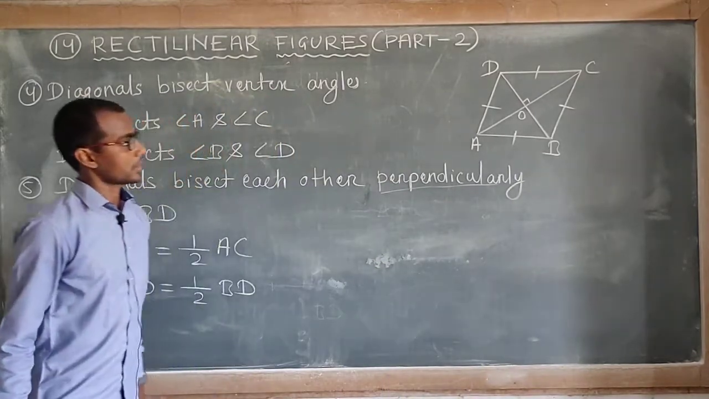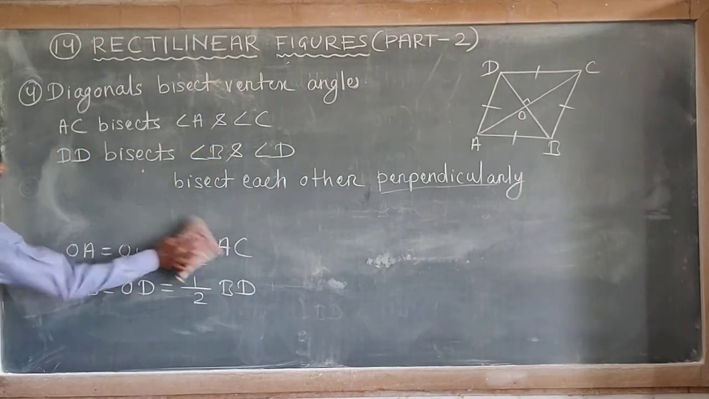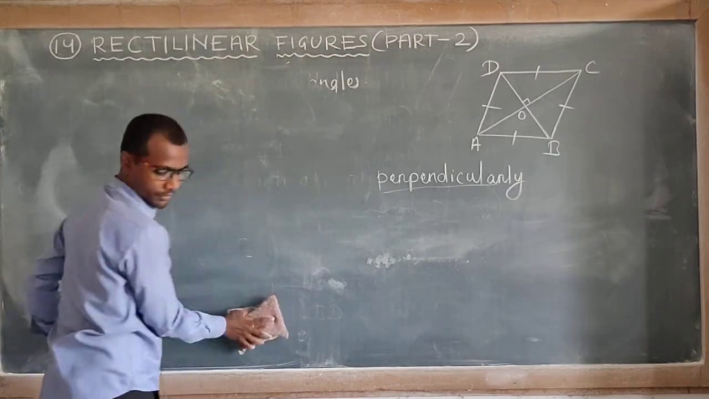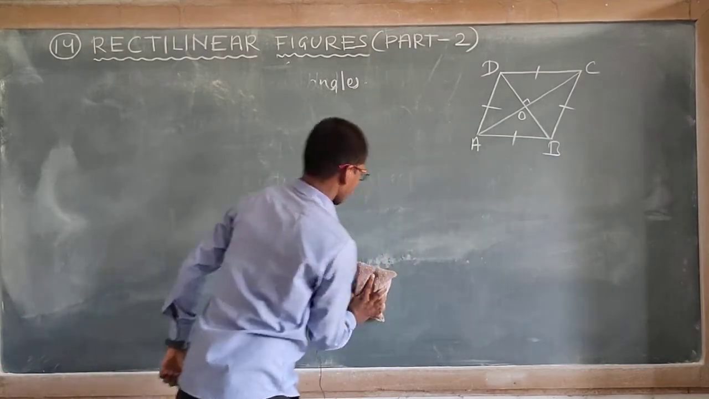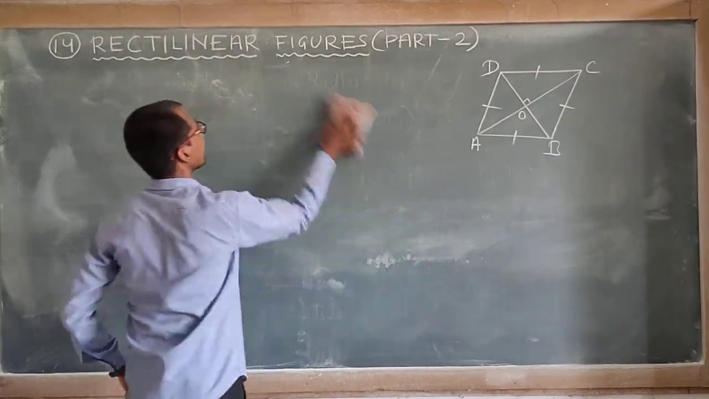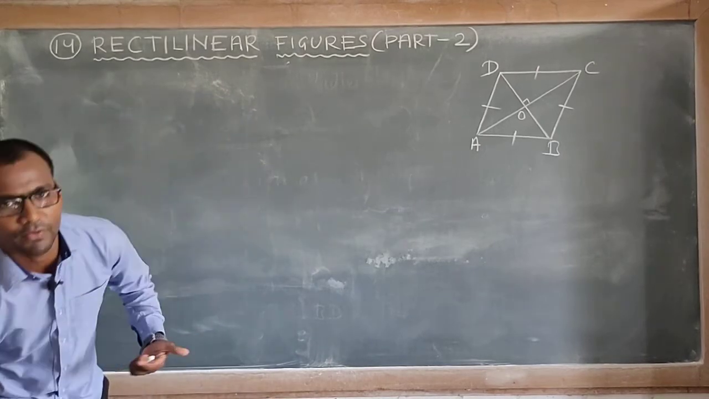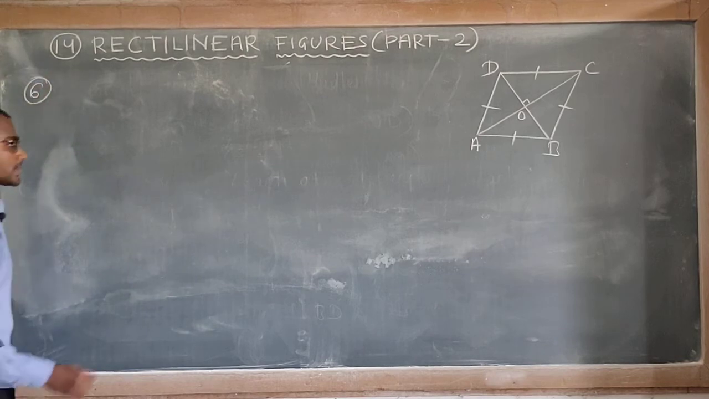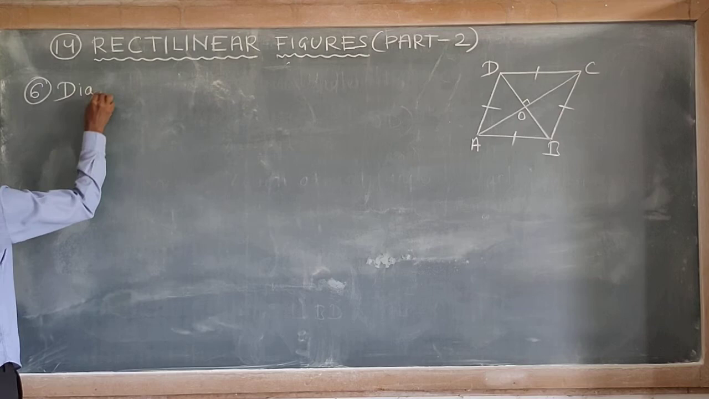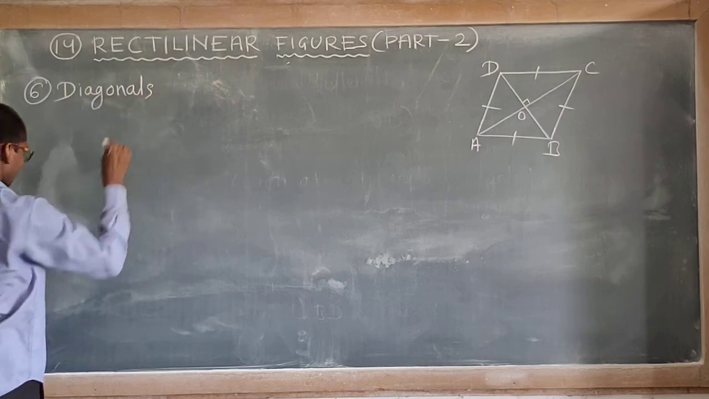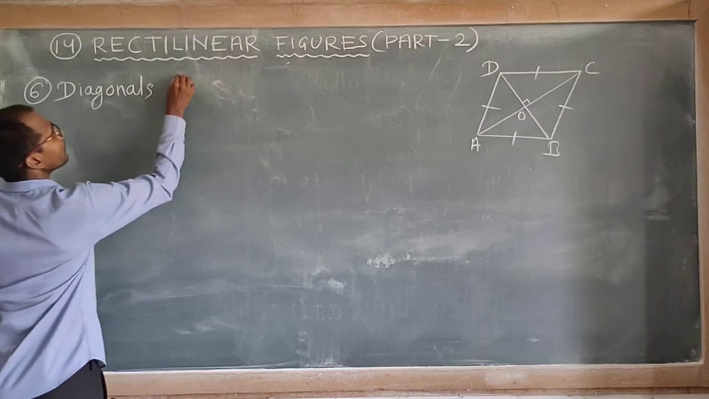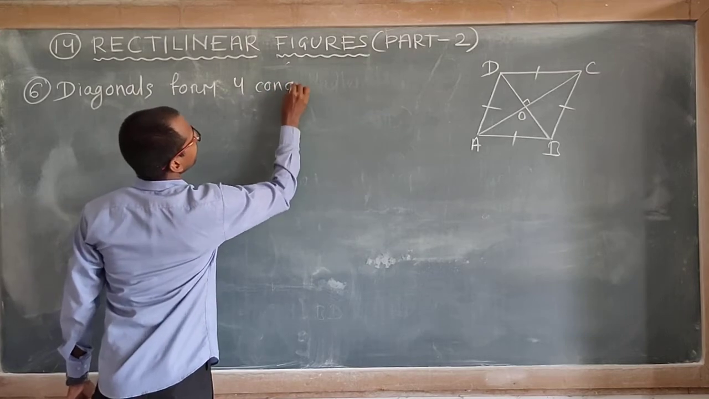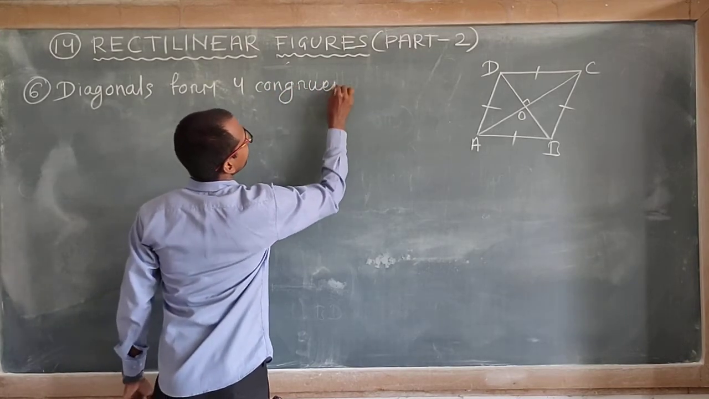Next, the last property. All these properties can be proved using congruency. Okay, but I am not giving the proofs because it will be very lengthy. The last property for rhombus, sixth property, is diagonals form 4 congruent triangles.